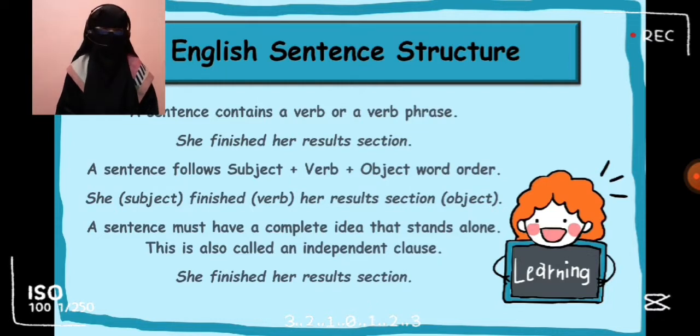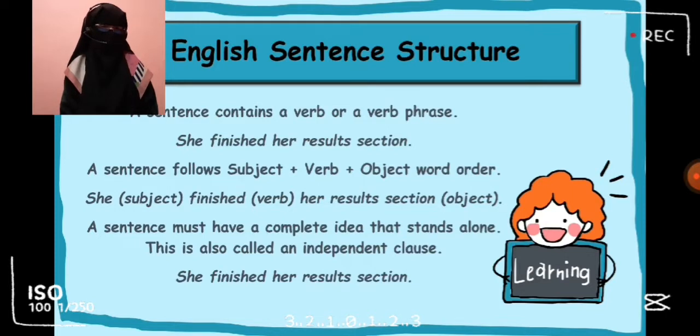So this might differ in English than in other languages. If you are a multilingual speaker, in your native language this might not work the same way. But in English, our sentences do start with subjects. So here we have she, and the verb finished, and the object her results section.